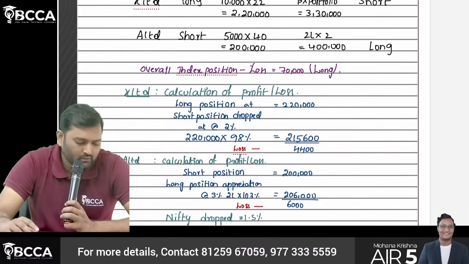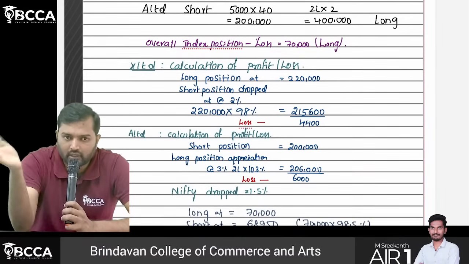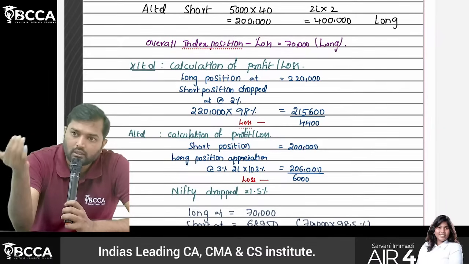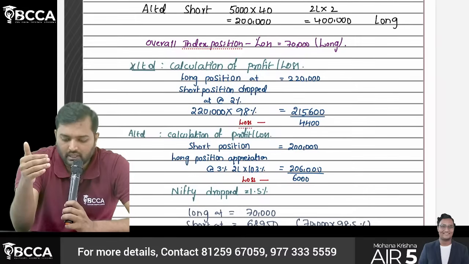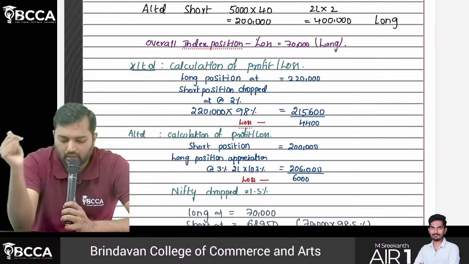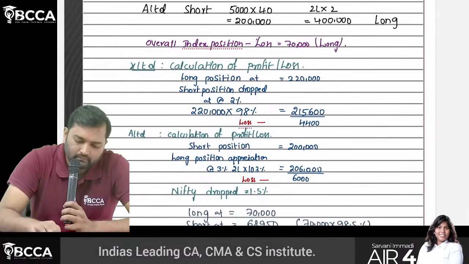4,400 or else. So, structured calculation. You are taking a long position at 2,20,000. On maturity, you will be closing the contract by taking a short position. By the time you take a short position, the price has decreased. You are buying at a higher price, selling at a lower price. So loss 4,400.